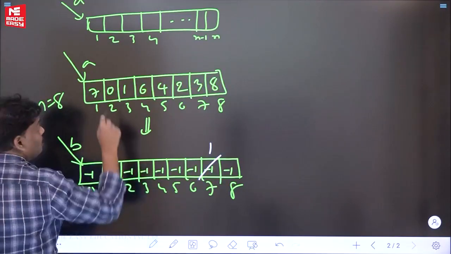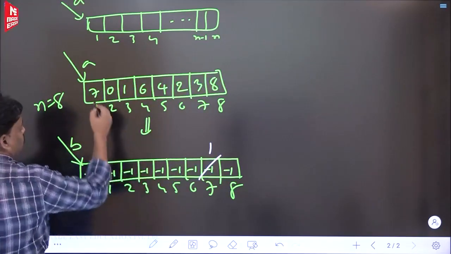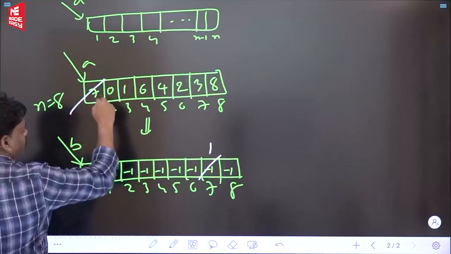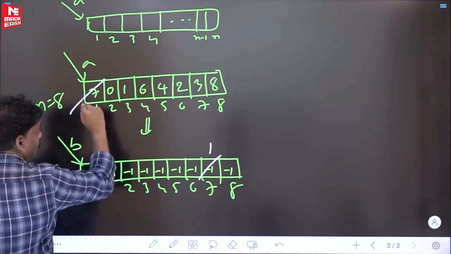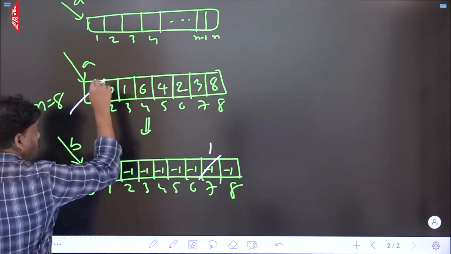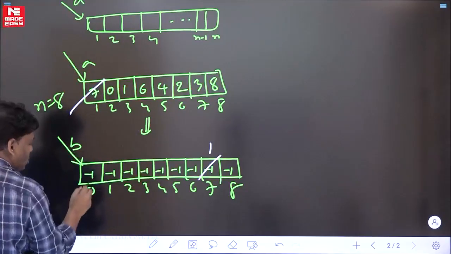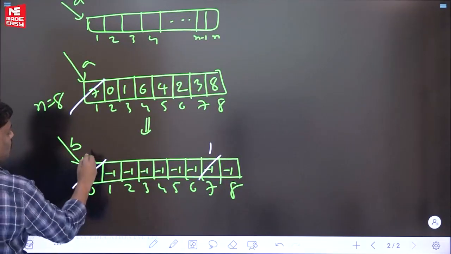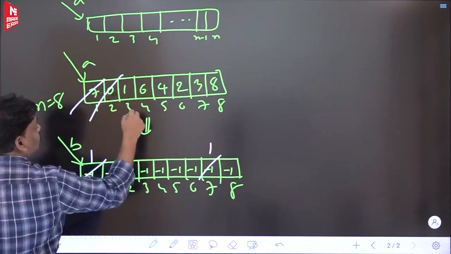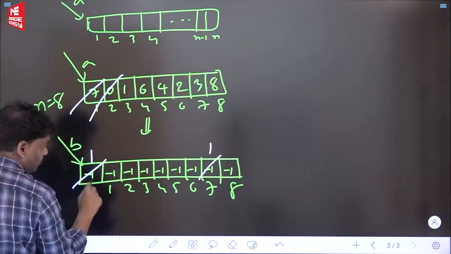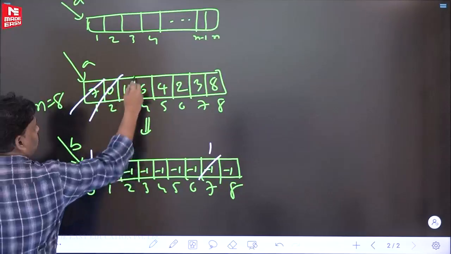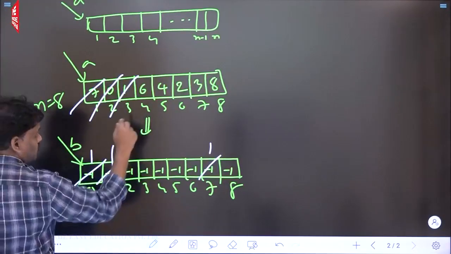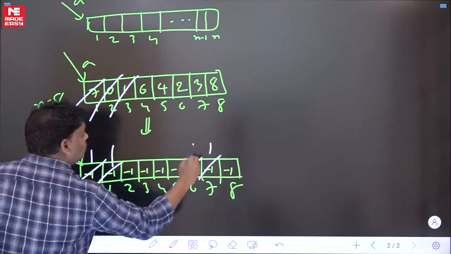My goal is to find out which element has not come. Now in a similar way, what is A of 2? A of 2 is 0. Take that 0 and check B of 0. Minus 1 means not came until now. It came the first time, so 1. Next, A of 3 is 1. Go to B of 1, make it 1. Next, A of 4 is 6. B of 6, you keep 1.